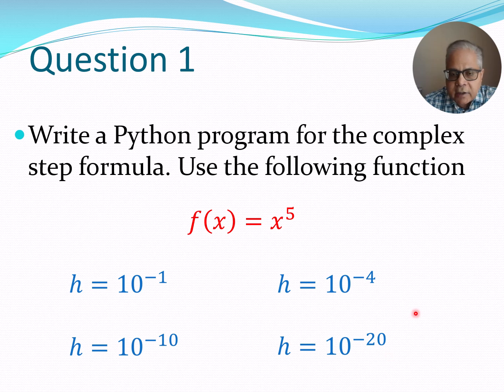Now you know that in most finite difference type derivatives we use some value like 10 to the power minus 4. That's considered a good value. But if you use values like 10 to the power minus 20 for h, then the function value at x plus h and at x is going to be very similar. So you are going to get round off there.